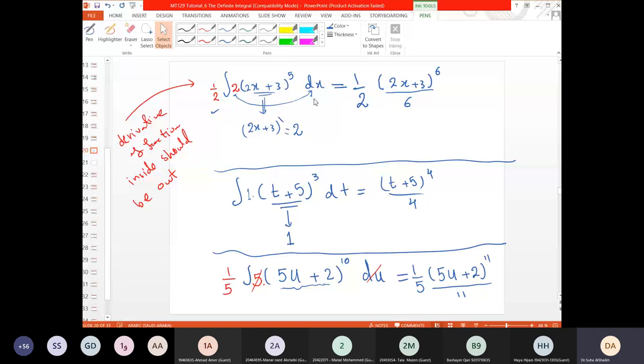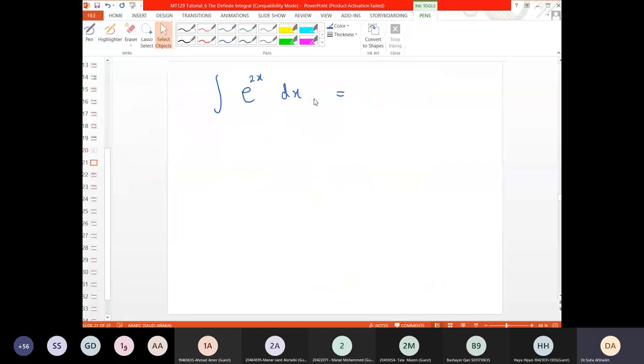Yeah, good. So, what about the integration of e to the power 2x, I mean.